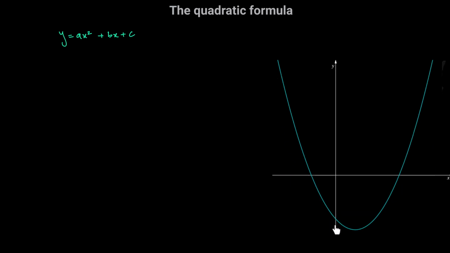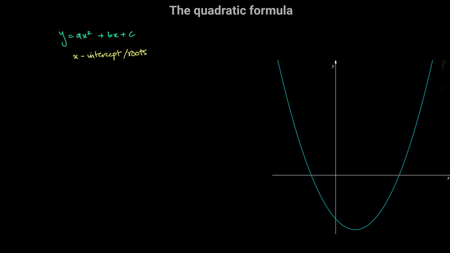Alright, so here we have this parabola that has the equation y is equal to ax squared plus bx plus c. And what I want to do is I want to determine the x-intercepts. I want to determine the values of the x-intercept or the roots for this parabola in terms of a, b, and c. In other words, I want to know the values of x at which this curve intersects the x-axis in terms of a, b, and c.